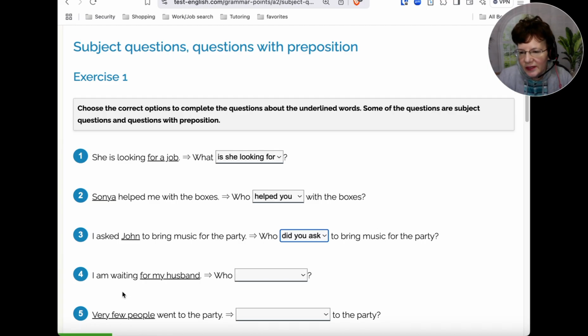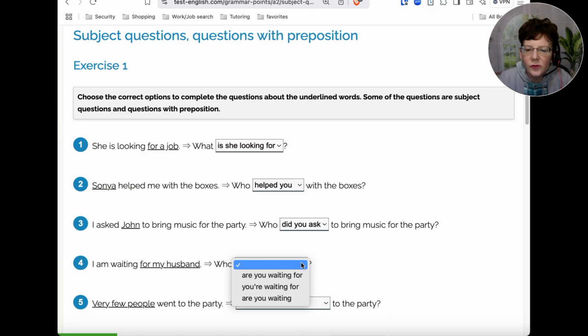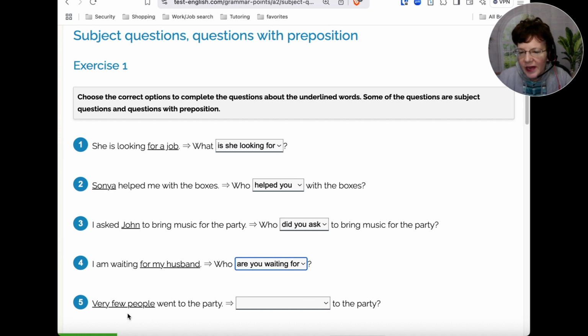All right, let's try number four. "I'm waiting for my husband." All right, and then who are you waiting for? You're waiting for, or are you waiting? Okay, so the correct one is, if you chose the top one, "Are you waiting for?" You are correct.